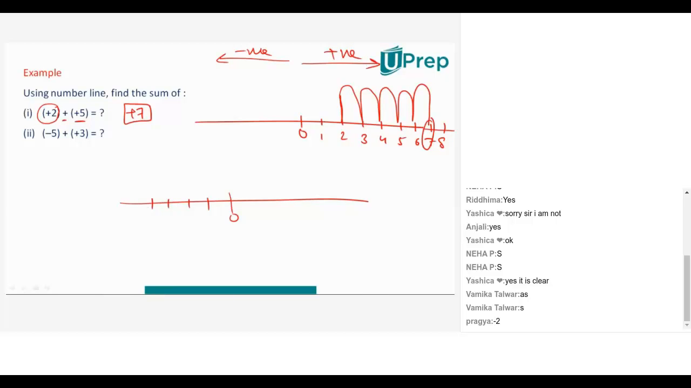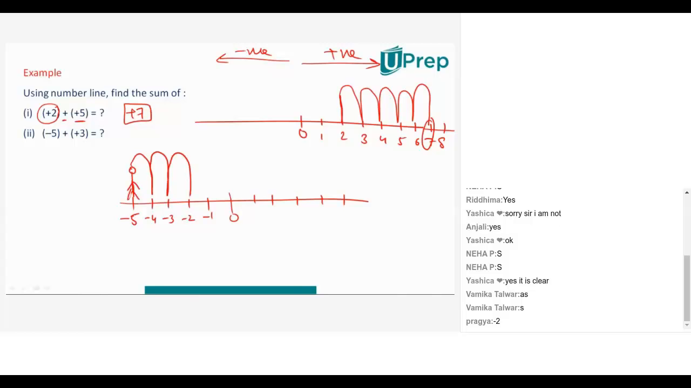Now what about the second one? I have 0. I have 1, 2, 3, 4, 5. Now I have minus 5. That means minus 1, minus 2, minus 3, minus 4 and minus 5. That means I am over here, right? To minus 5, when I add, do I move to the right or do I move to the left, Pragya? Whenever I add a number on the number line, do I move to the right or do I move to the left? We move to the right side.